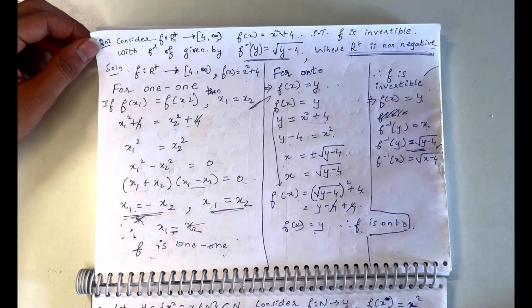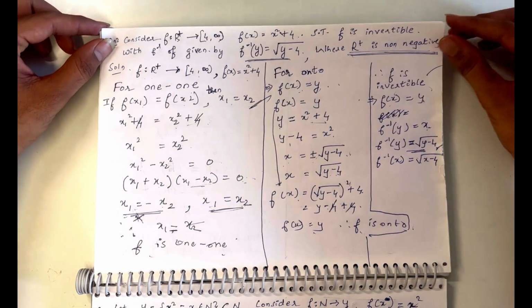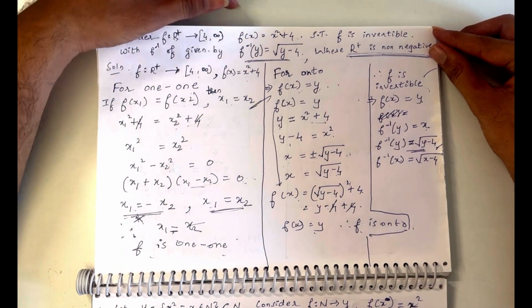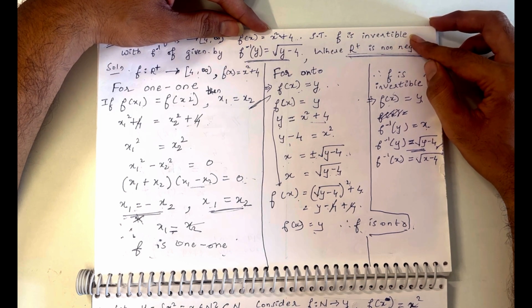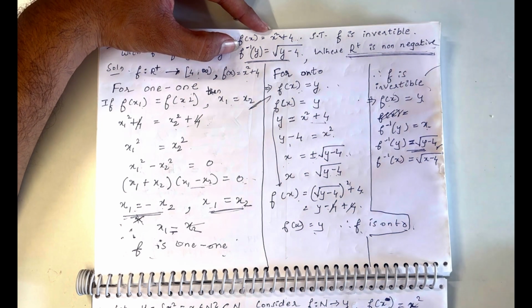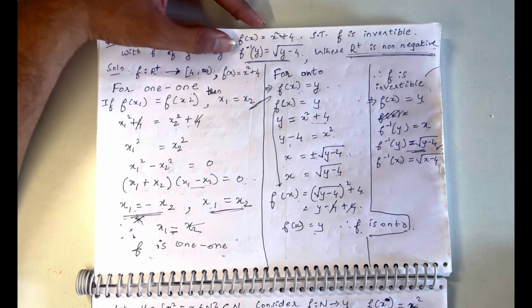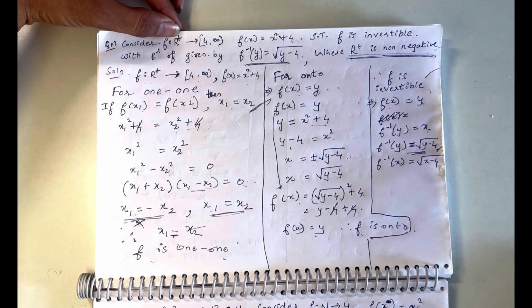Relations and functions, 5-mark question. Find the inverse for the given function. The given function is f of x equals x square plus 4, and show that it is invertible and prove its inverse f inverse y is equal to root y minus 4. And the domain is non-negative, R plus.